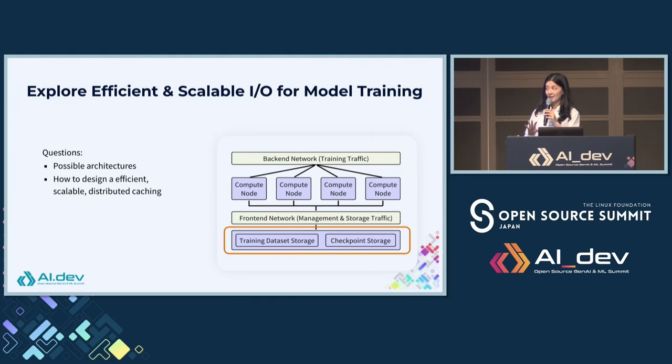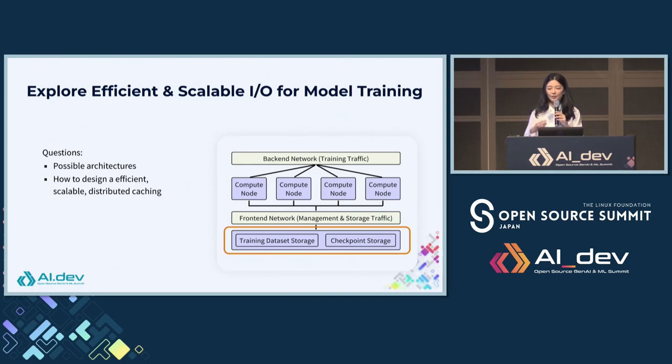So this here is a really typical diagram to show what the back-end system looks like for model training. There is a back-end network which manages the training data flow, and the front-end network will oversee the storage for data sets and checkpoints. So this orange box I'm pointing to is what we are going to discuss: how we can make the I/O for the training data storage and the checkpoint storage faster.